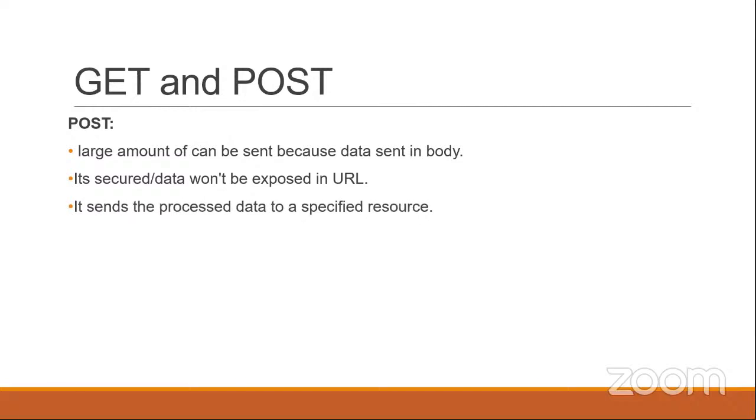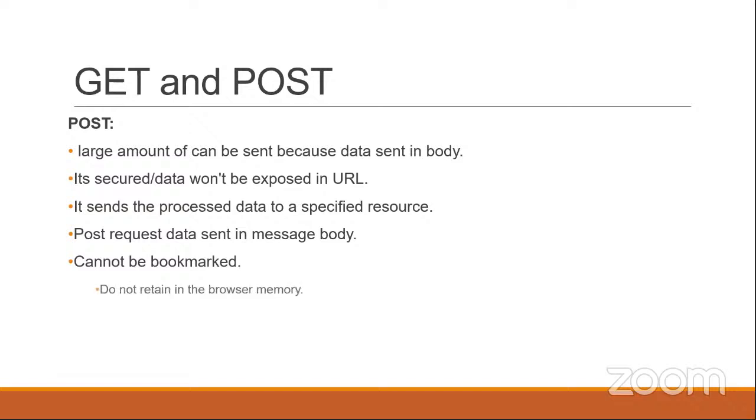So it sends data to process to a specific resource, and the data will not be exposed in the URL, right? And the post request data is sent in the message body. Okay, so the data will be sent in the message body, right? And this cannot be bookmarked and even this cannot be cached, right? So it is not retained in browser memory. That's what cannot be cached means. So this is less efficient when we compare it with the get method, but it is secured. The post method is secured.